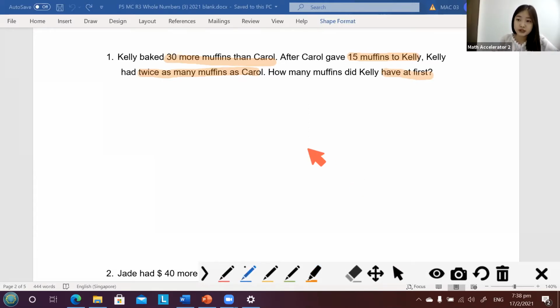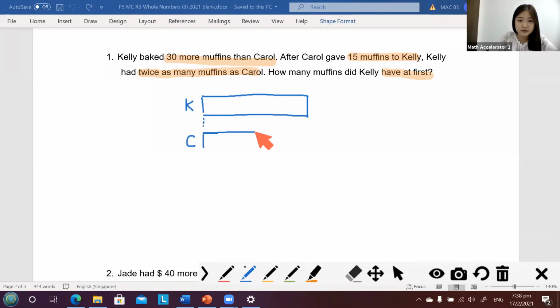First of all, let's draw the model. We know that Kelly baked 30 more than Carol, so that's what we're going to start off with. Kelly, Carol. Kelly is 30 more, so we'll draw her model longer by 30 compared to Carol. So this is 30 more.